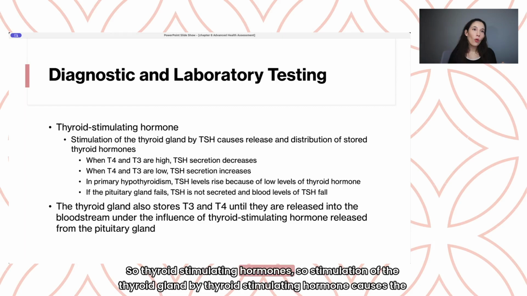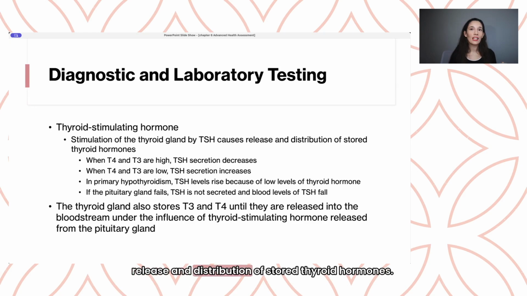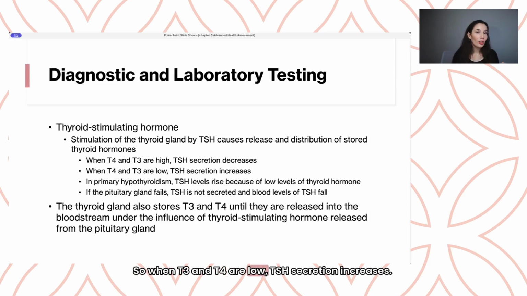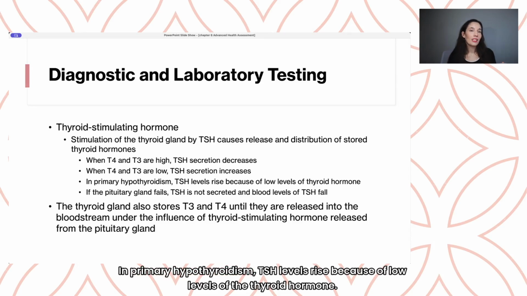So thyroid stimulating hormone: stimulation of the thyroid gland by thyroid stimulating hormone causes the release and distribution of stored thyroid hormones. So when T4 and T3 are high, then TSH secretion decreases. I always remember that T3 and T4 are inversely related to TSH. So when one is high, the other is low, and vice versa. When T3 and T4 are low, TSH secretion increases. In primary hypothyroidism, TSH levels rise because of low levels of the thyroid hormone.